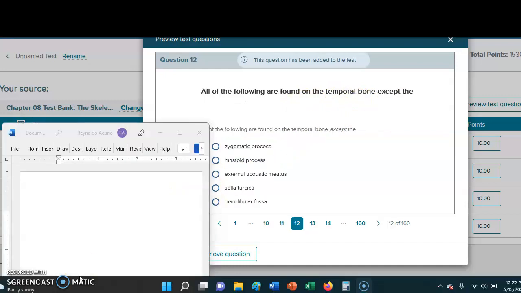Okay, next question. All of the following are found on the temporal bone except the... Okay, so right here we have zygomatic process. It is in there. Mastoid process, external cristae, sella turcica. So then let's stop for 5 seconds. Okay, and let's take a look at the figure.